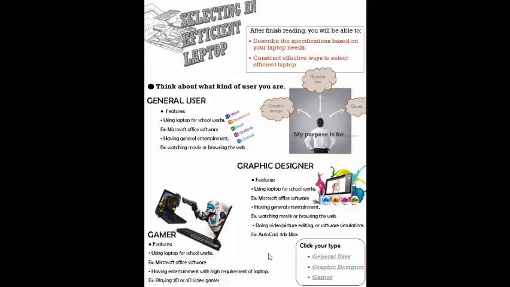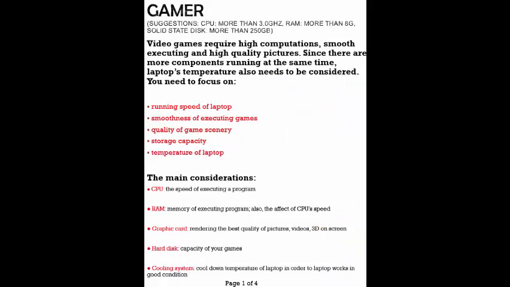Let's click on the last group, gamer. In the gamer flyers, you can see the same structure. The name of the group on the top and the suggestion. Of course, in the suggestion, the specifications are different, and there is the explanation for the gamer's purpose.